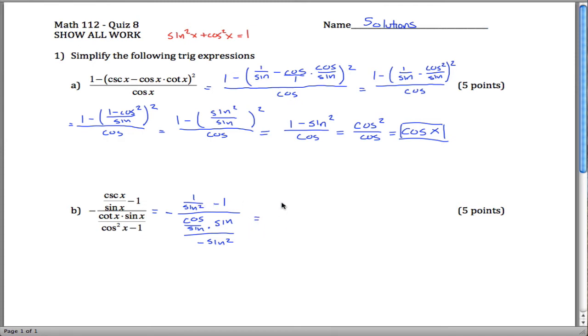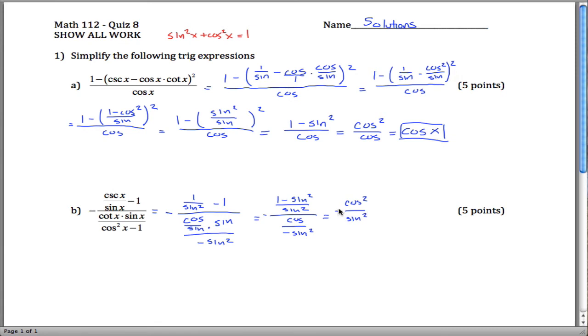So really what I have is, if I made this sine squared over sine squared, I got 1 minus sine squared all over sine squared, divided by, and then this is just cosine, and then this is negative sine squared, and still got this negative out in front of everything. And then I'll do one more step and then it'll simplify pretty nicely. 1 minus sine squared, that's just cosine squared. So I got cosine squared over sine squared. Got this minus out in front.